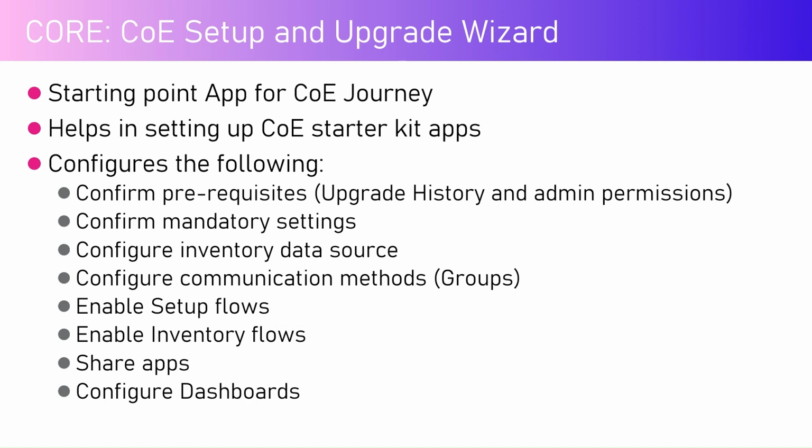First, it confirms the prerequisites, whether you have a specific set of admin permissions to undertake the Center of Excellence Starter Kit upgrade process or not. It will list down the upgrade history. If it's the first time you're installing it, you may not see anything in the list, but if you're upgrading this CoE Starter Kit month-wise, then you will see a history of what all actions have taken place during those upgrade processes.